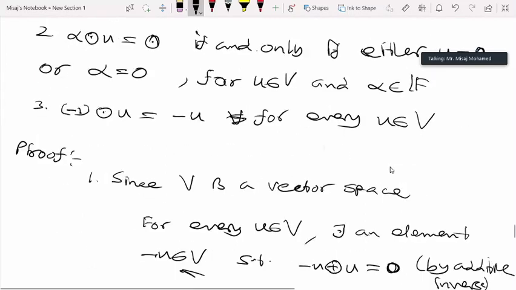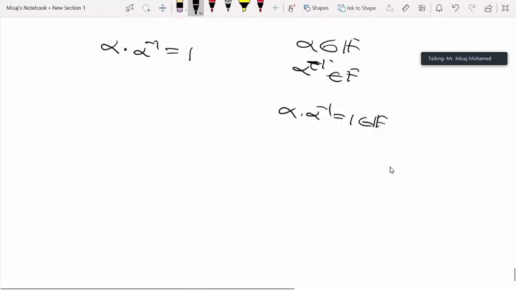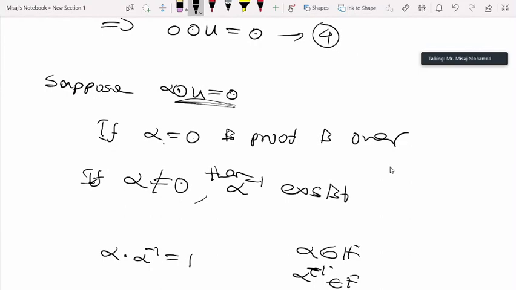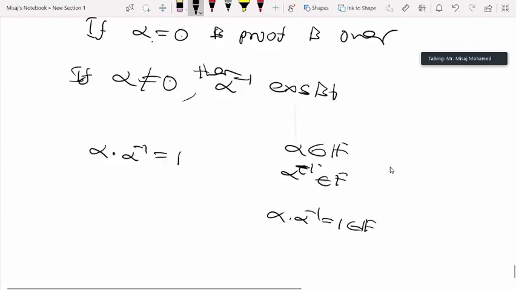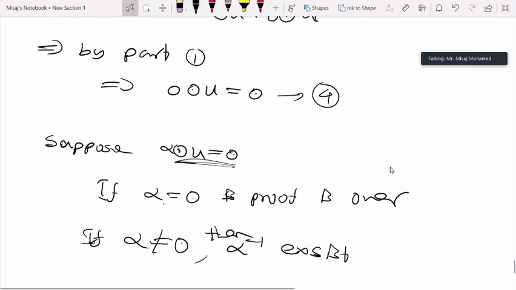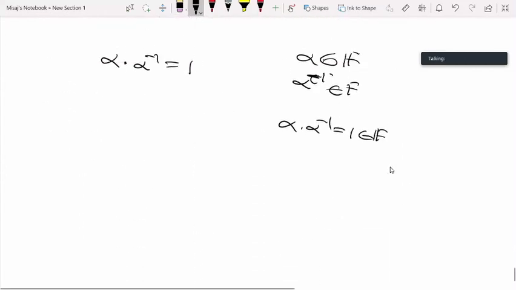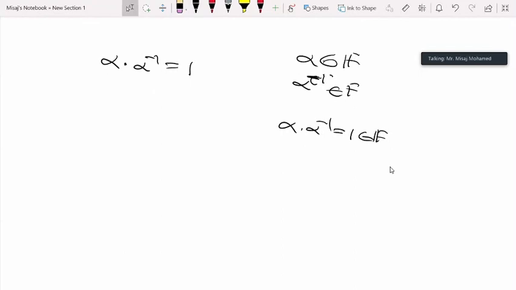Now we come to alpha dot u is 0. In this case, alpha 0 means the proof is over. If alpha is not 0, we have to show that u is 0. Either alpha is 0, and from this the proof is over, since we proved that 0 dot u is 0. If alpha is not equal to 0, what will happen? That is the question.